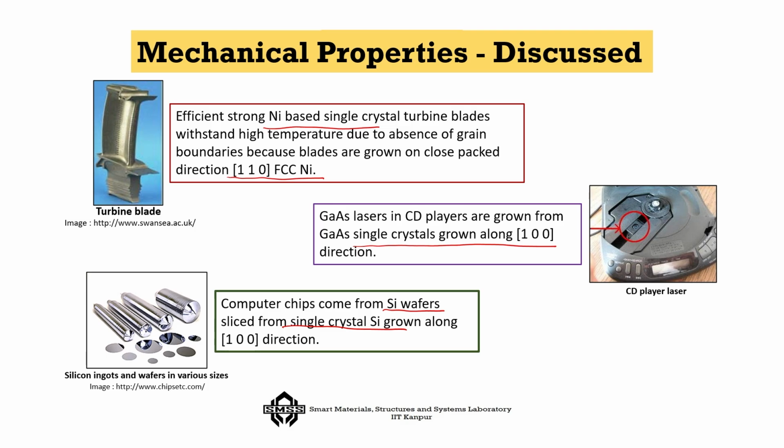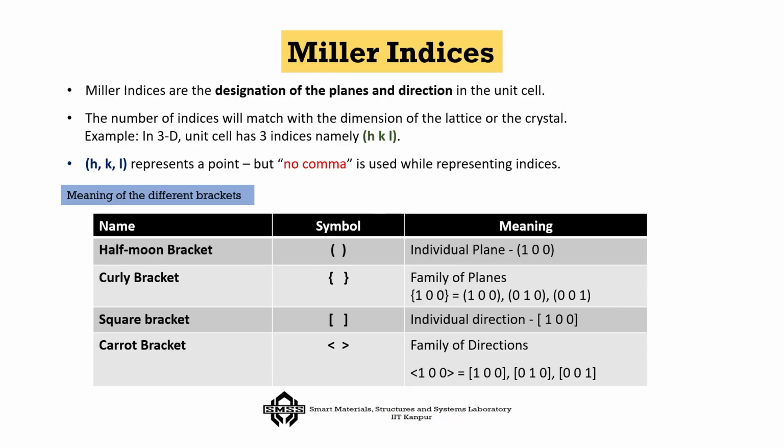So, in each of these cases, you see it is not only sufficient to understand what material you are going to select, but also the crystal orientation, whether it will be a single crystal or polycrystal, and if it is a single crystal, then what the preferred direction of the crystal will be. Those are the things that become important, and that is why the Miller index becomes important for us.